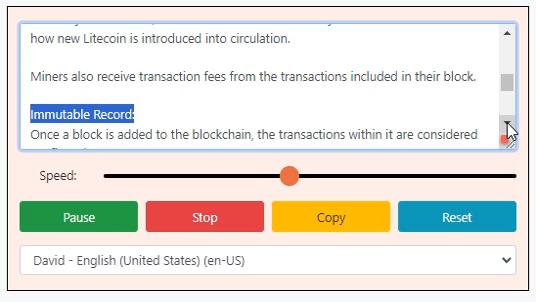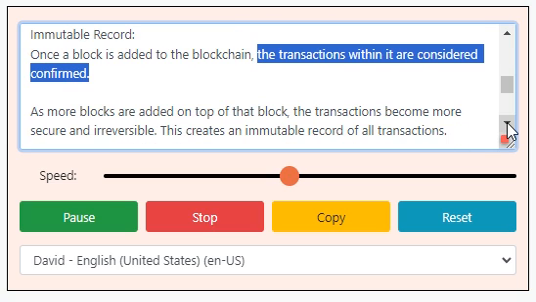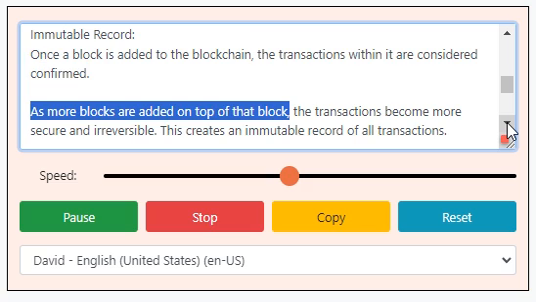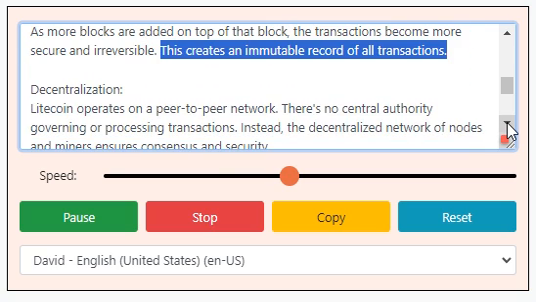Immutable record. Once a block is added to the blockchain, the transactions within it are considered confirmed. As more blocks are added on top of that block, the transactions become more secure and irreversible. This creates an immutable record of all transactions.